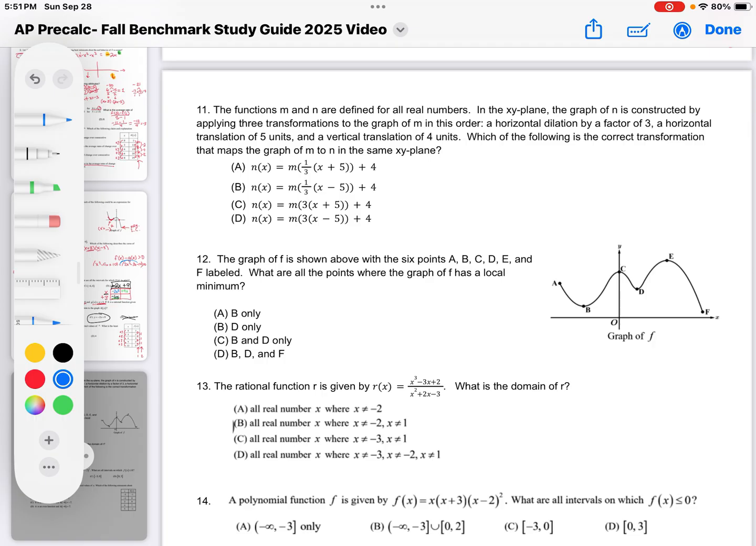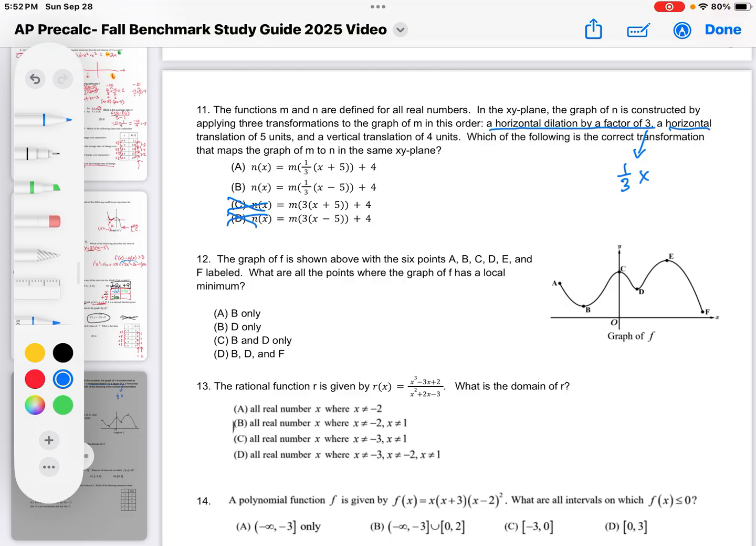If we look at number 11, it says the functions m and n are defined for all real numbers. In the xy plane, the graph of n is constructed by applying 3 transformations of m in this order. So first we have a horizontal dilation by a factor of 3. When you see something that is horizontal anything, it impacts your x and it does the opposite. So if it says factor of 3, I know I need a 1/3 next to my x. So C and D are out.